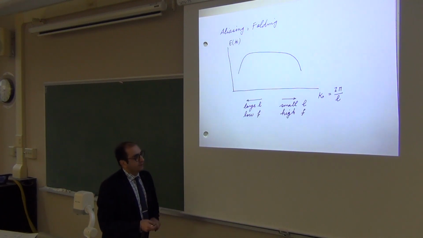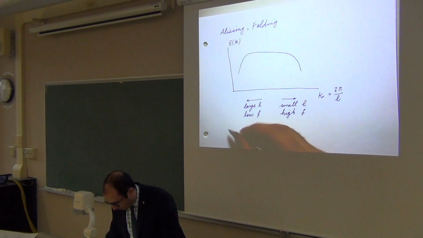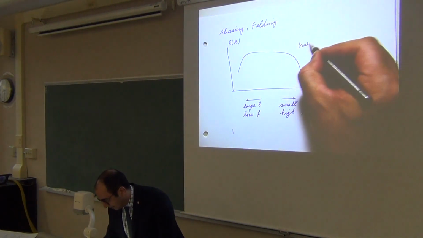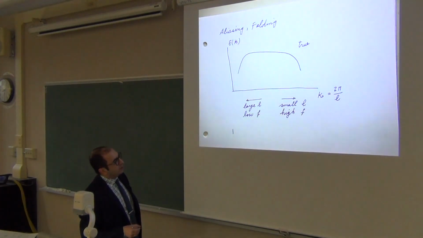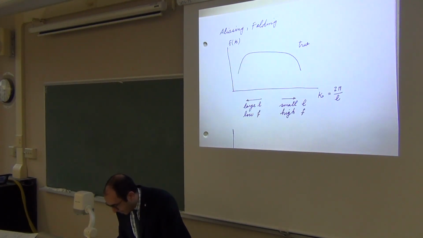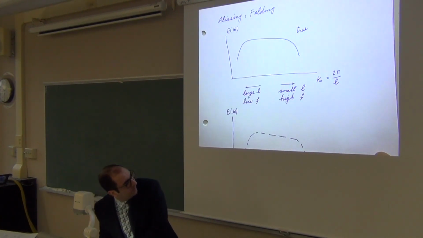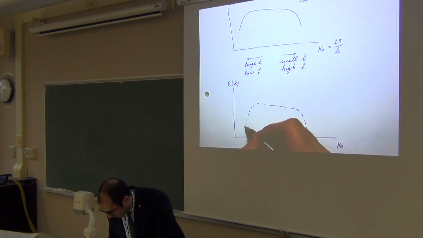Okay, so when aliasing happens, it happens to the right-hand side of this curve. And if this is a true energy spectrum, if you could measure turbulence infinitely fast, you would get this. But in practice, you can't measure infinitely fast. So instead of measuring this, you would measure something like this.